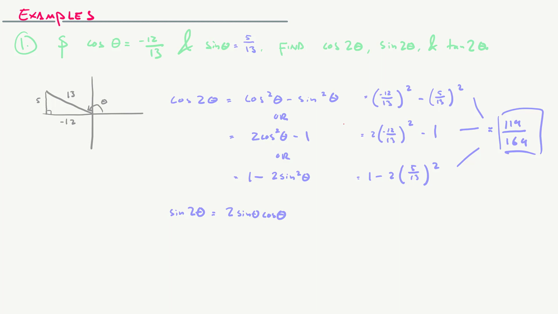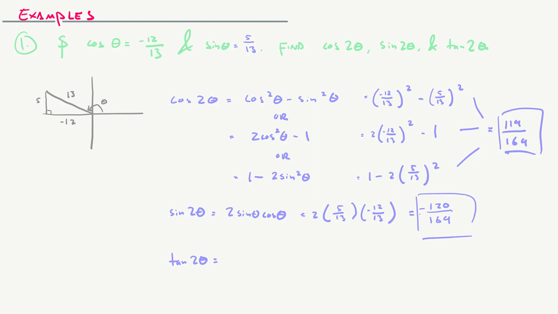Okay, sine is more restrictive. There's only one double angle identity for sine. The sine of 2 theta is equal to 2 sine theta cosine theta. So I'm just going to plug in sine theta, 5/13. I'm going to plug in cosine theta, which is negative 12/13, and then I'm going to multiply all that stuff by 2. In the denominator, you get 13 squared, which is 169. In the numerator, you get 5 times negative 12. That's negative 60 times 2 is negative 120. So negative 120 over 169 is the sine of 2 theta.